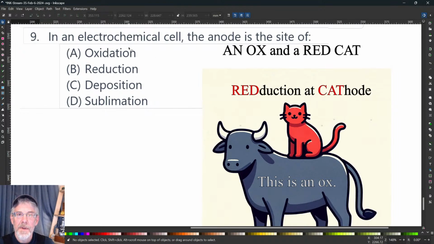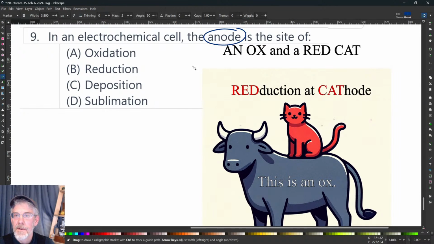All right, so electrochemical cell, the anode, is the site of which of these? So Aryan, you're saying A.